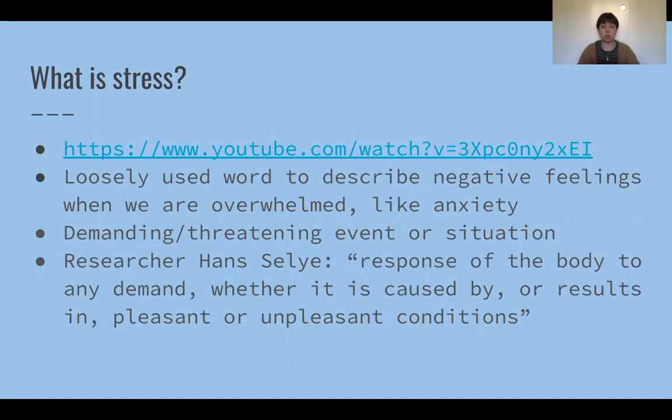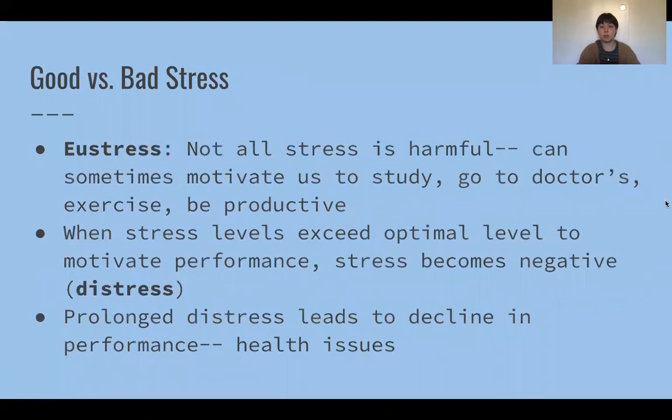Researcher Hans Selye said that it was a response of the body to any demand, whether it's caused by or results in pleasant or unpleasant conditions. So what that means is that there's good stress and there's bad stress. The good stress is known as eustress, meaning it's the kind of stress that motivates us to be productive, like study or exercise or go to the doctors. But when stress levels exceed the optimal level to motivate performance, stress becomes negative and it becomes known as distress. And prolonged distress can lead to decline in performance and health issues.